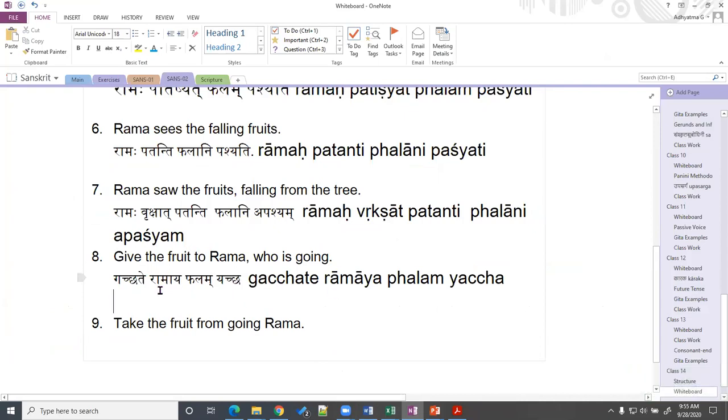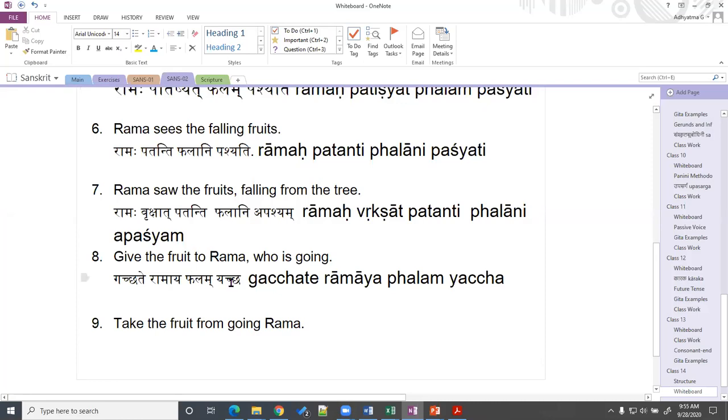So we can use the participle form. Because it is used as an adjective, you always have to see which noun it is qualifying and make sure that it matches the gender, case and number of that noun. Now you see, take the fruit from going Rama. So Rama who is going, you take the fruit from him.